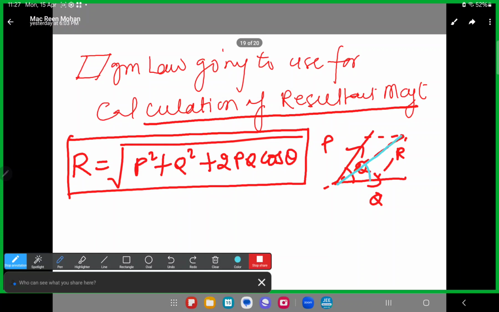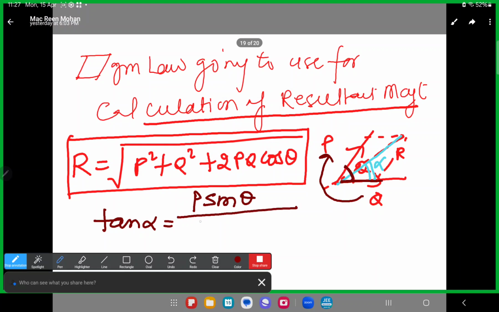This is the magnitude. Let's say the resultant makes an angle alpha with Q. So tan alpha is equal to P sine theta, where theta is the angle between the two vectors, upon Q plus P cos theta. This is the resultant direction. You had better learn these two to solve any problem based on the parallelogram law. Fine, so this is the addition method.